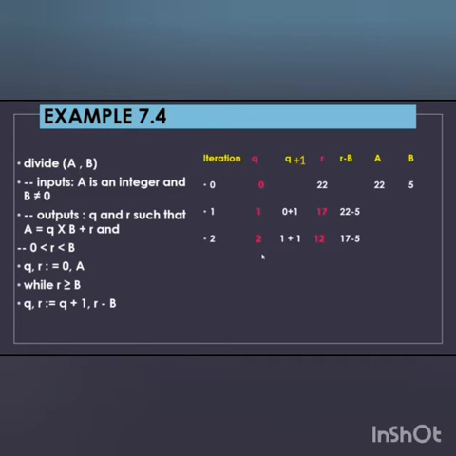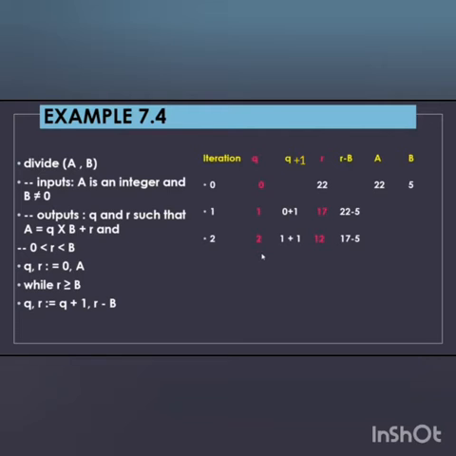Now the control comes to the condition: while R is greater than or equal to B. Now the value of R is 17 and the value of B is 5. So 17 is greater than or equal to 5. Yes, the condition is true. So the Q value will be incremented by 1. The current value of Q is 1, so 1 plus 1 is 2 here. Then R minus B. The R value is 17, 17 minus 5 is 12. So the current value of Q is 2 and R is 12.